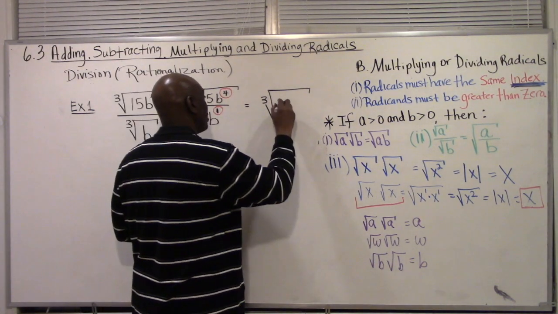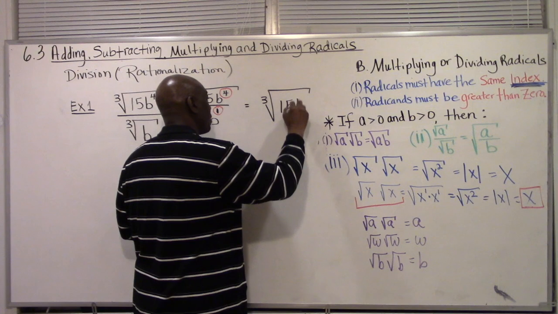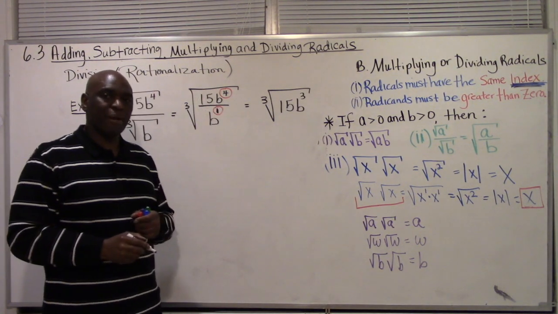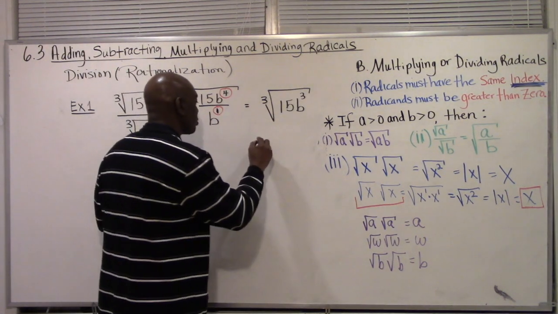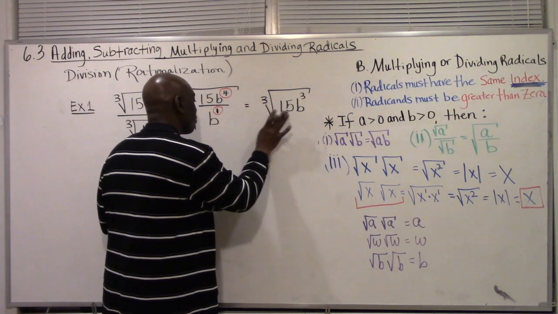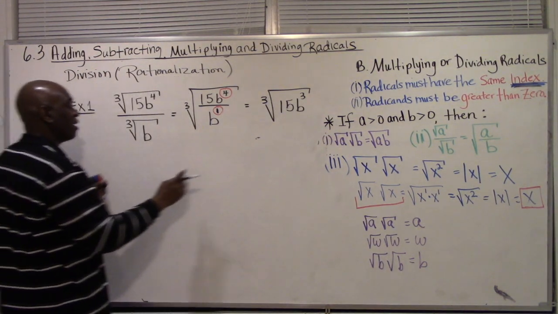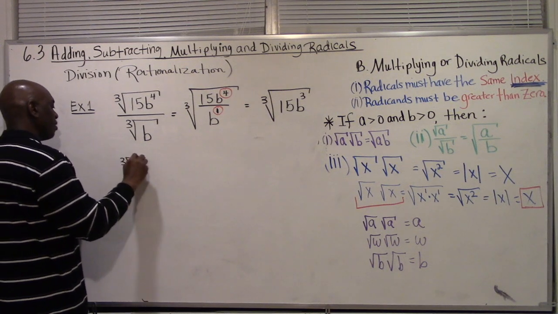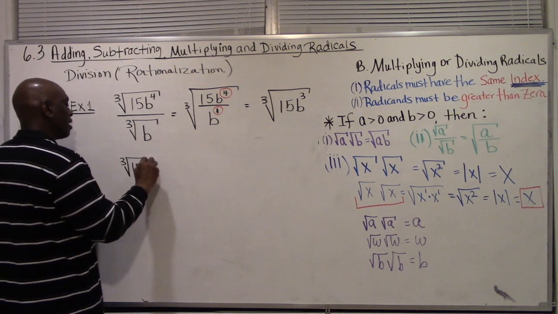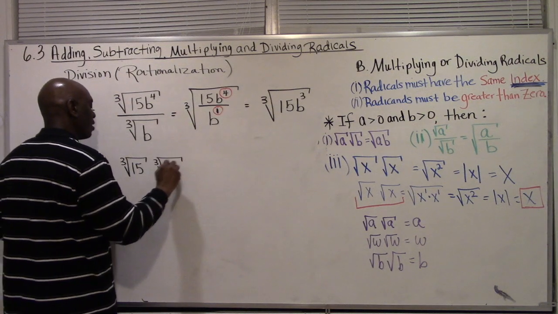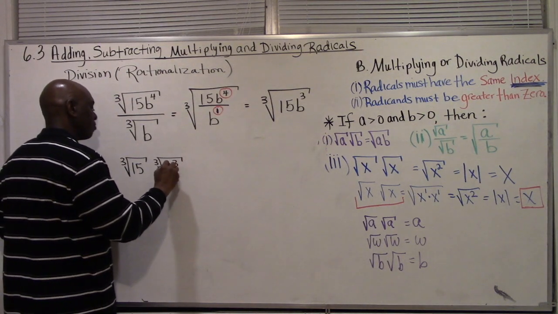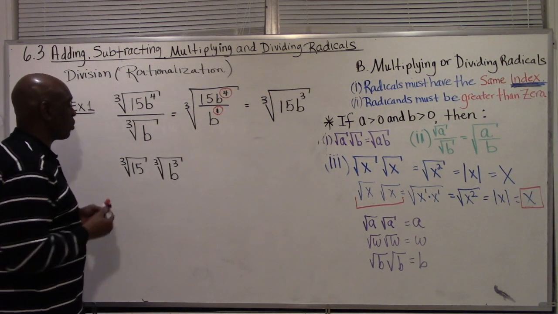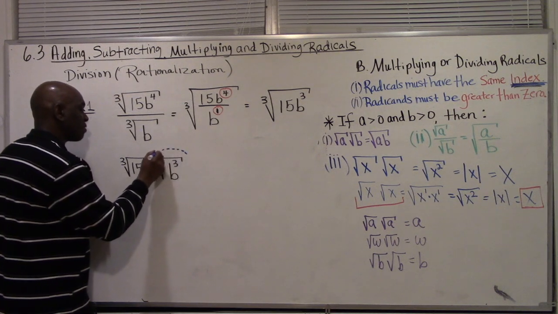So we're going to have 15 b to the power of 3. Okay? Which equals, all right, now separate the two. The cube root of 15 times the cube root of b cubed. All right? Remember this from section 6.1? What do we do in this case?